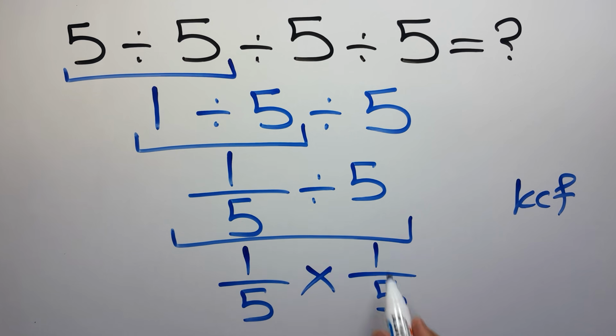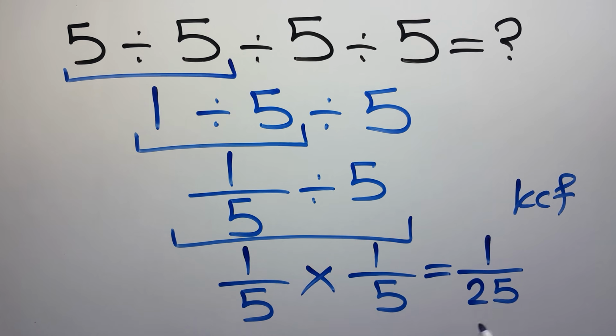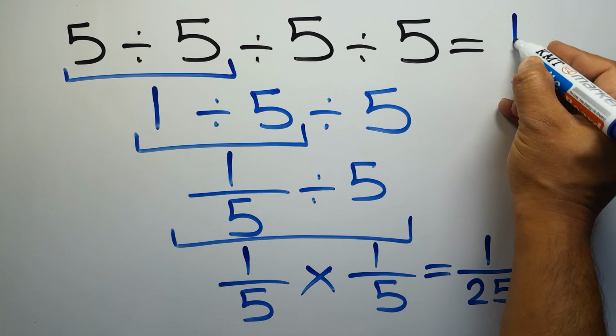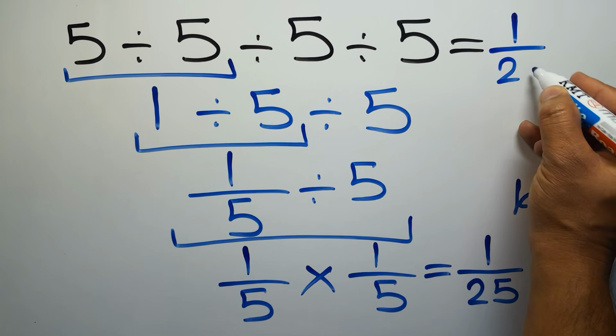1 over 5 times 1 over 5, which equals 1 times 1 gives us 1, so 1 over 5 times 5 equals 25. So 1 over 25, and this is our final answer to this problem. The correct answer is 1 over 25.